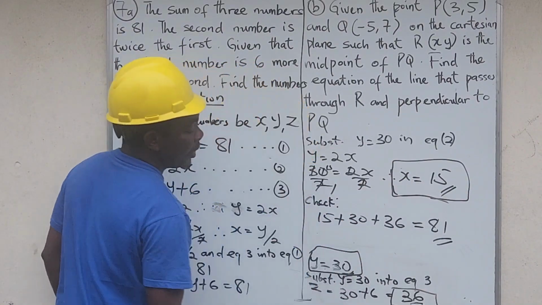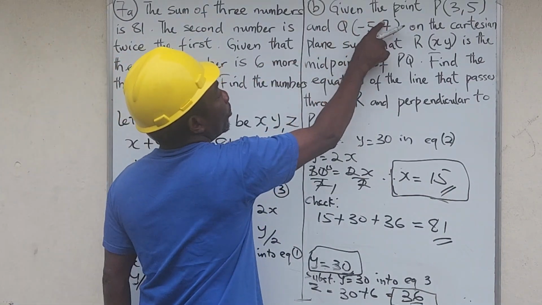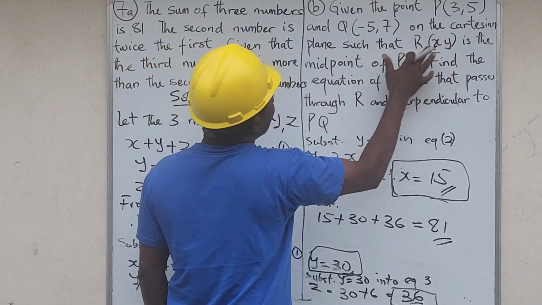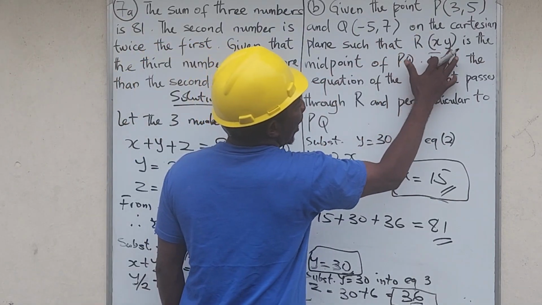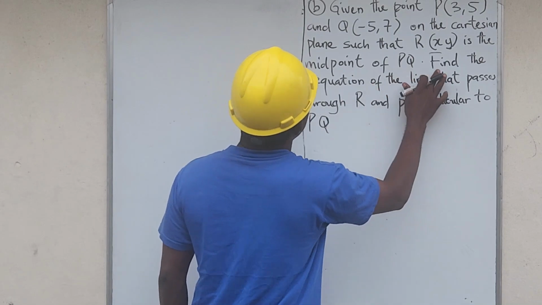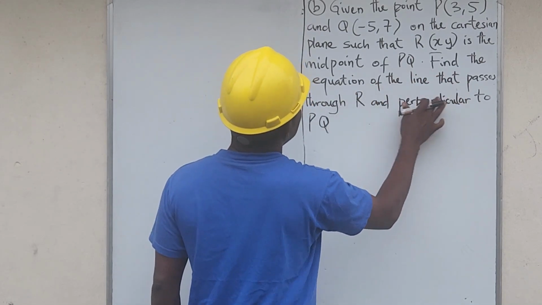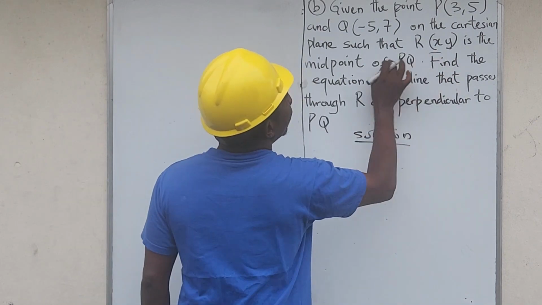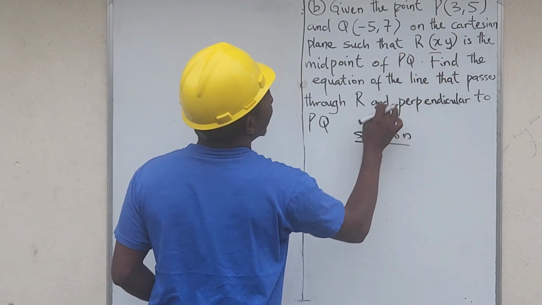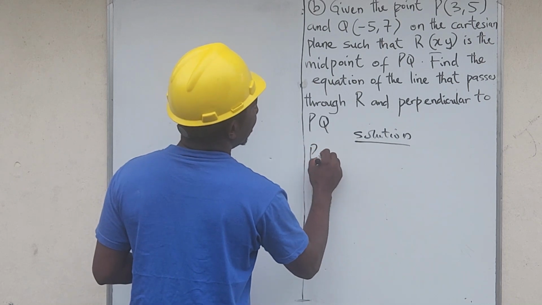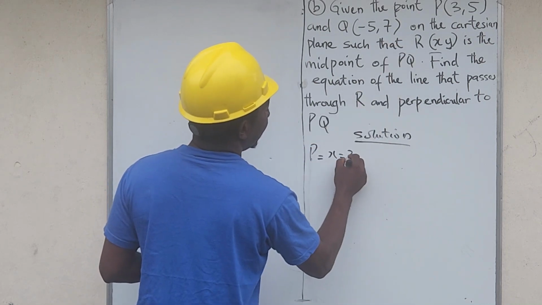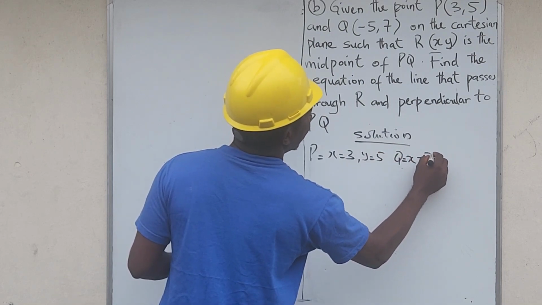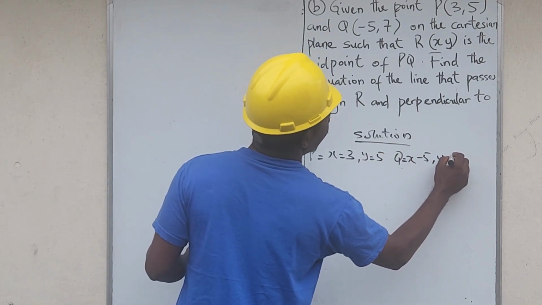Question B: given the points P(3, 5) and Q(-5, 7) on the Cartesian plane such that R(x, y) is the midpoint of PQ, find the equation of the line that passes through R and is perpendicular to PQ. So we have the solution. We need to find the midpoint R(x, y). For P, x equals 3 and y equals 5. Then for Q, x equals -5 and y equals 7.